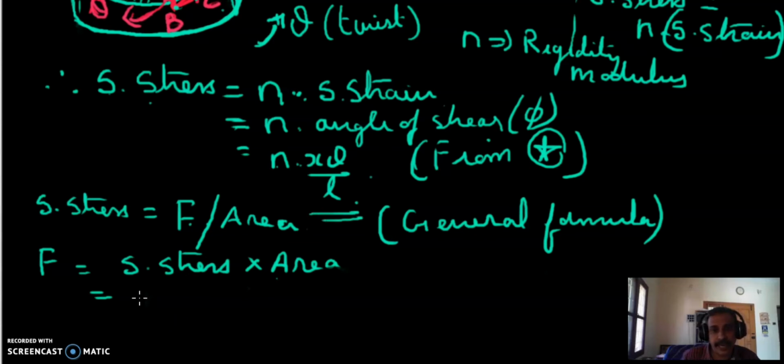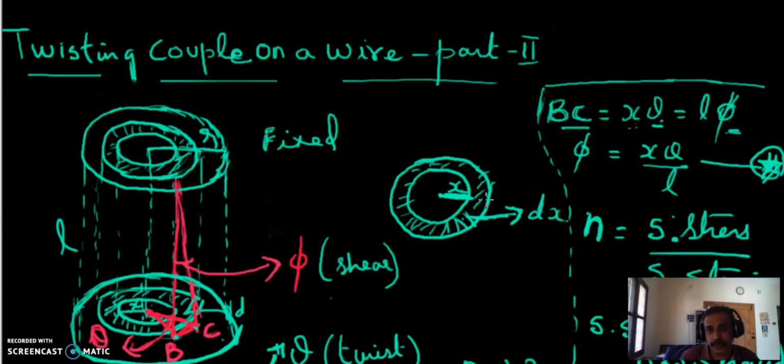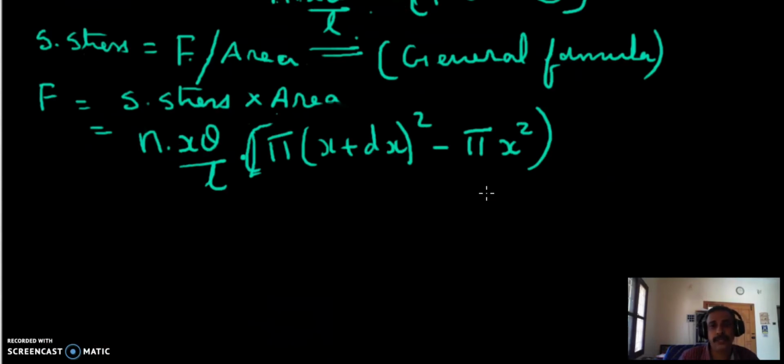Shearing stress is nxθ/L. I want to calculate the area of this shaded portion. So I want the area of the shaded portion, right? The area of the shaded portion can be found like this: π(x + dx)² − πx². That is going to give you the shaded region.